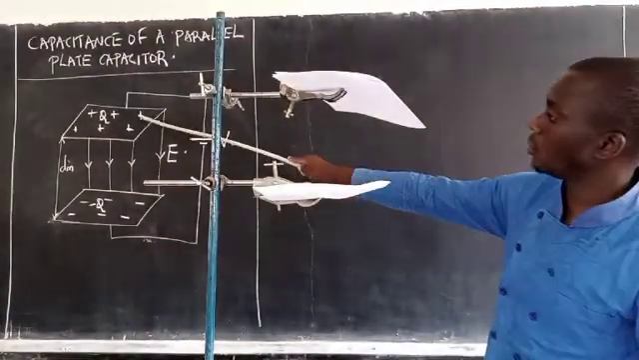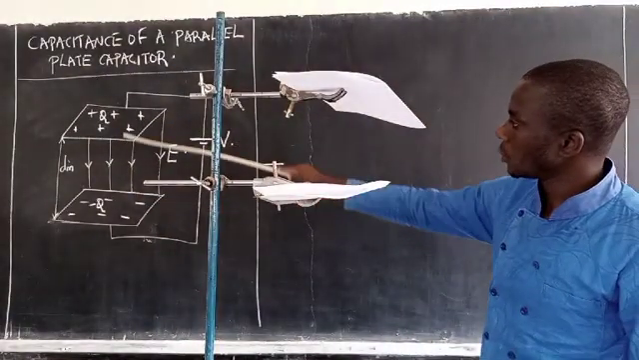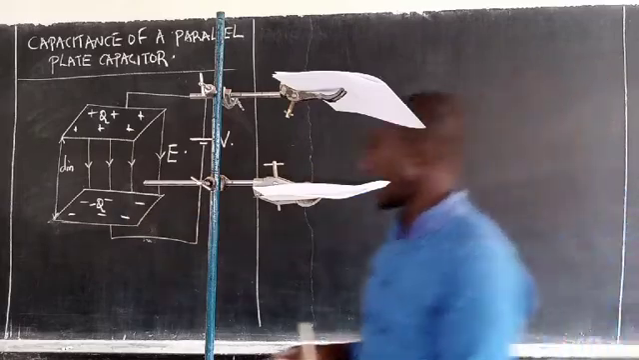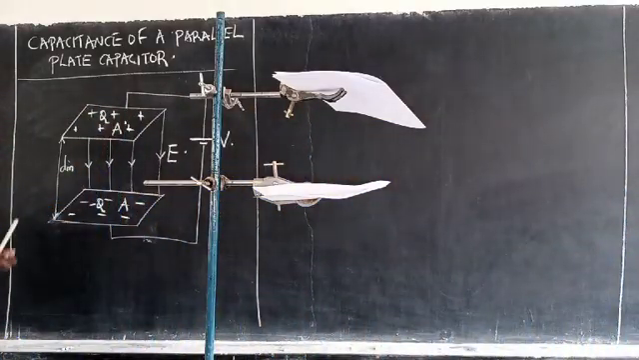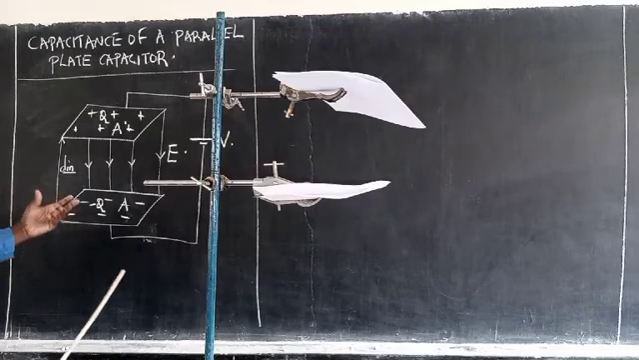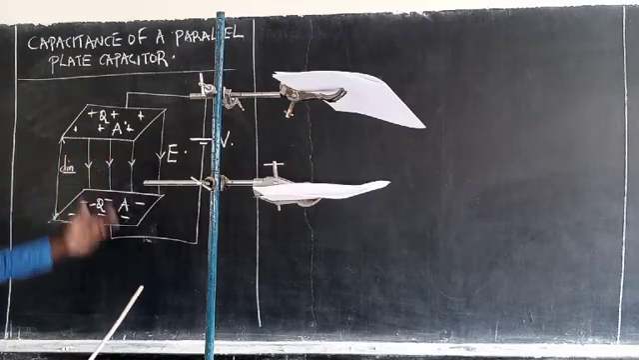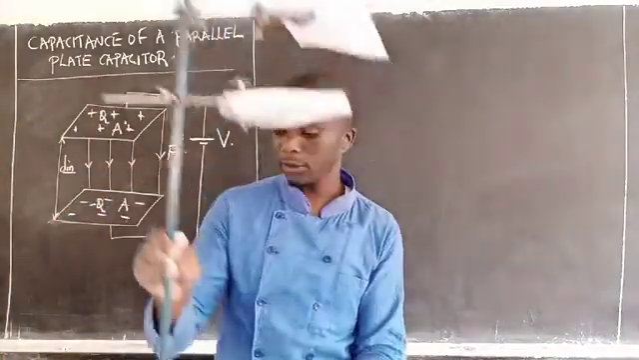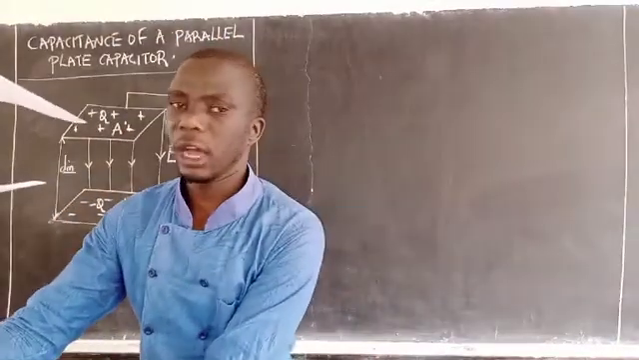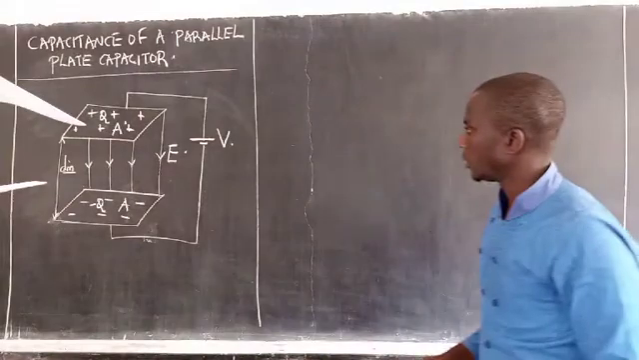As you can see, it is drawn here. Each plate has an area A, and they are at a separation of distance d meters. So how do we get the capacitance of this? How shall we always obtain that kind of capacitance?